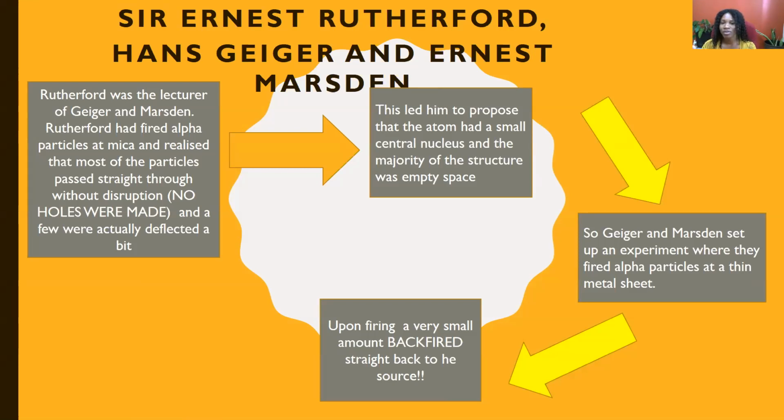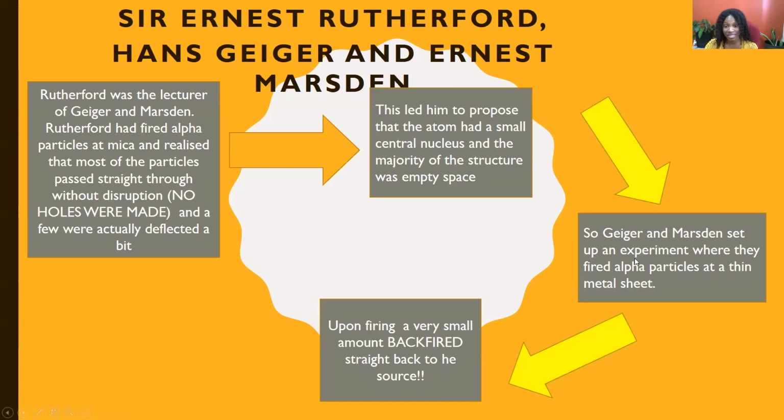So this led him to a new proposal of the form of the atom. He said that the atom would have to be a structure that contained a very small central nucleus, where the majority of the structure was actually just empty space, because if the particles were flying straight through, they had to be flying through empty space because they weren't meeting any diversions.